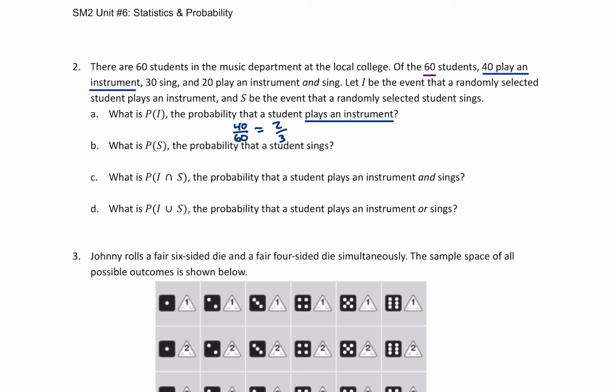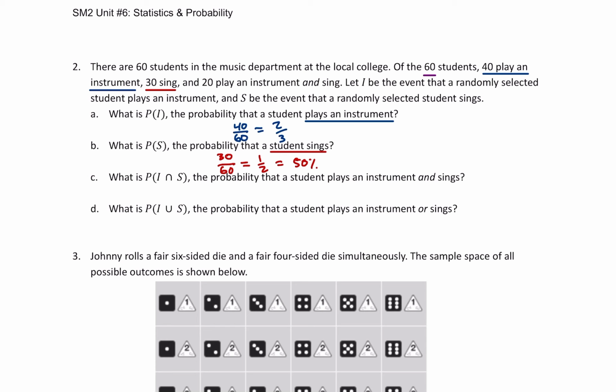Okay, now what is the probability that a student sings? Now I'm looking for all the students who sing. Well, it says 30 students sing. So I'll say 30 over my total. My total is 60 again. So 30 over 60. In other words, 1/2. Or if you like percentages, you could say 50% as well. So 1/2 of them sing, or 50% of them sing.